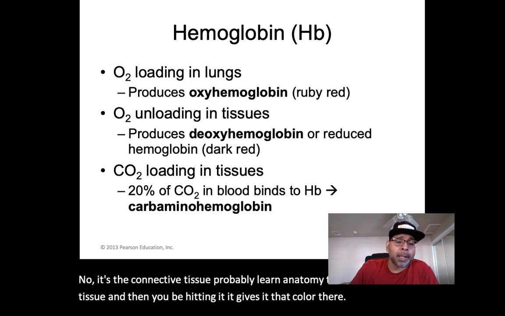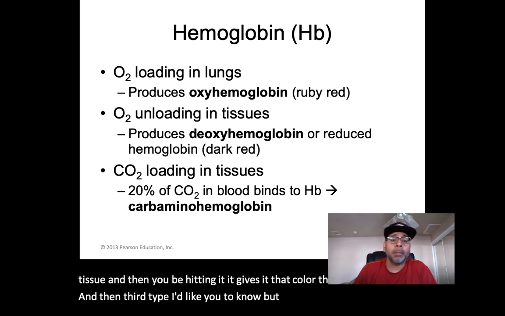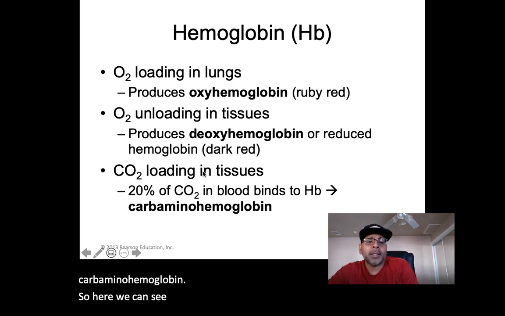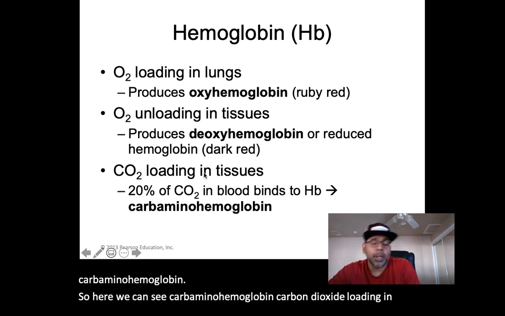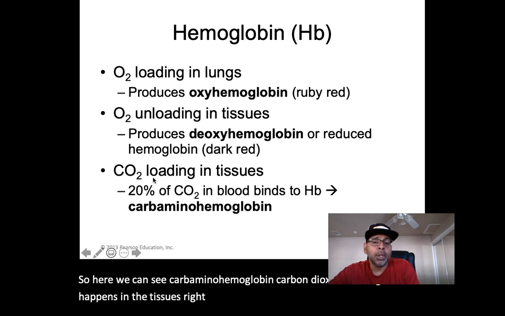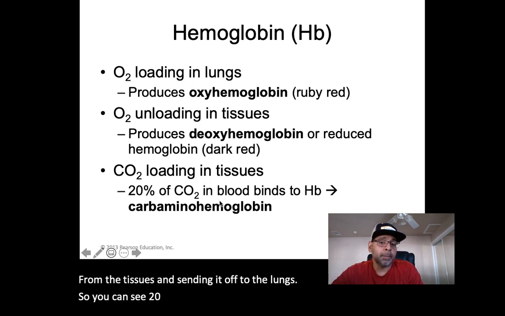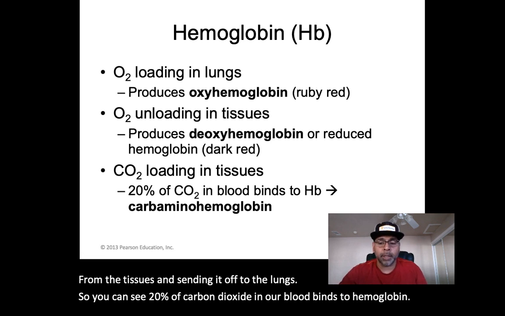And the third type I'd like you to know about is carboaminohemoglobin. Here we can see carboaminohemoglobin, carbon dioxide loading, and this happens in the tissues. We're removing excess CO2 from the tissues and sending it off to the lungs. So 20% of carbon dioxide in our blood binds to hemoglobin. That's carboaminohemoglobin.